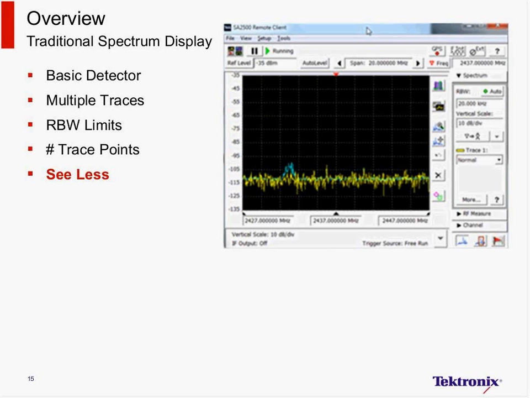So we can see here some basic activity in the 2.4 gig ISM band. When we start looking at the speed of this spectrum analyzer, looking at this signal, the type of detector, the number of traces, the resolution bandwidth set, as well as the number of trace points, all contribute to the speed of the acquisition. So in general, what I say is that swept-tuned spectrum analyzers see less than real-time spectrum analyzers when we're staring at a specific span.